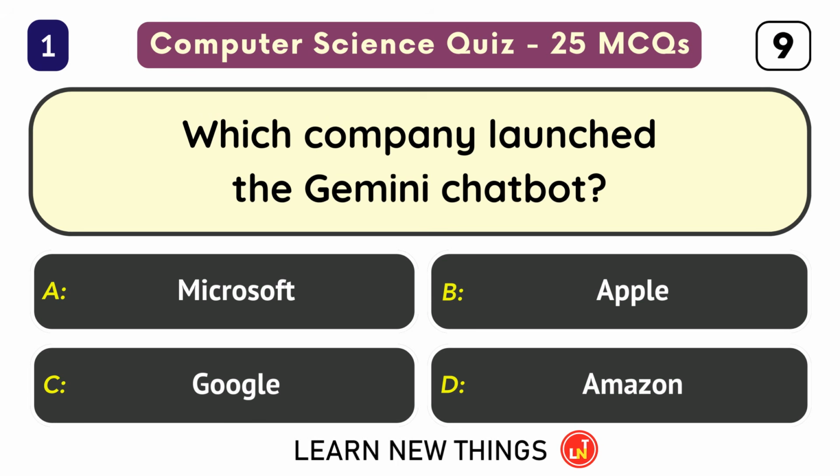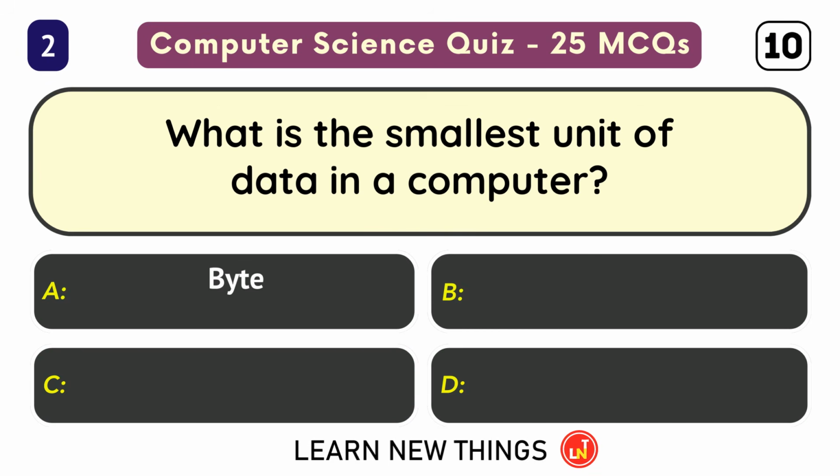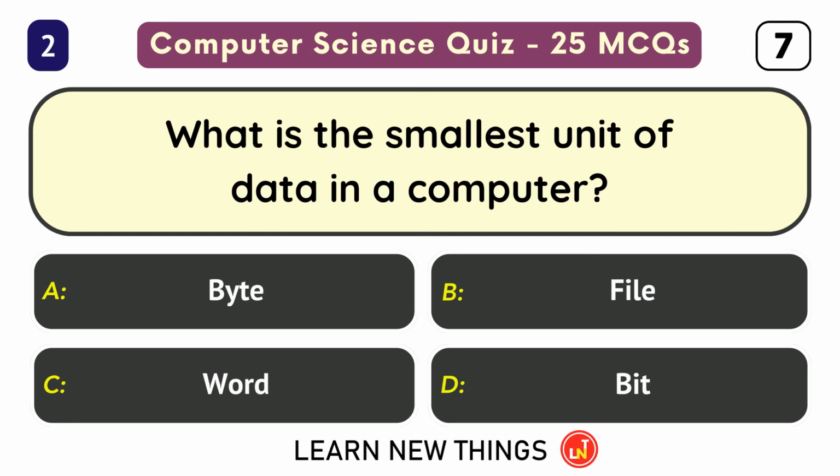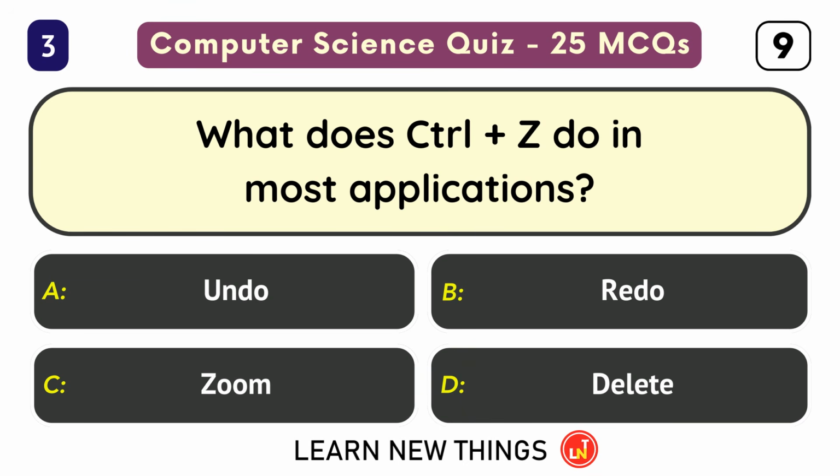Which company launched the Gemini chatbot? Google. What is the smallest unit of data in a computer? Bit. What does Ctrl+Z do in most applications? Undo.